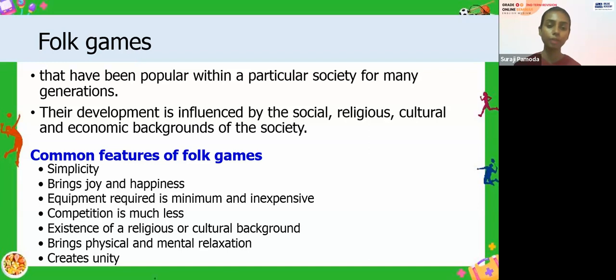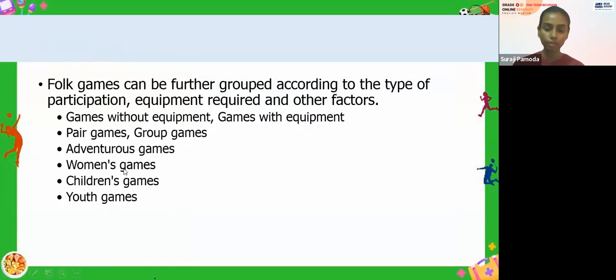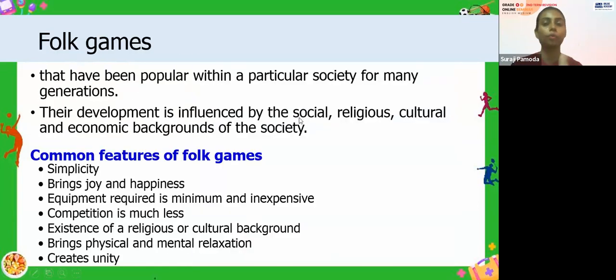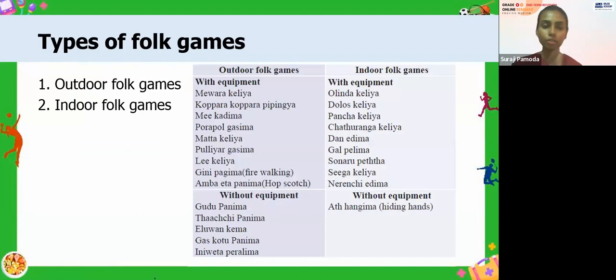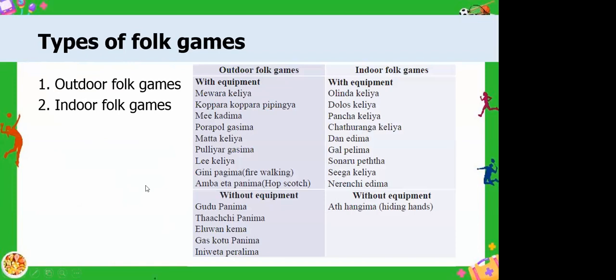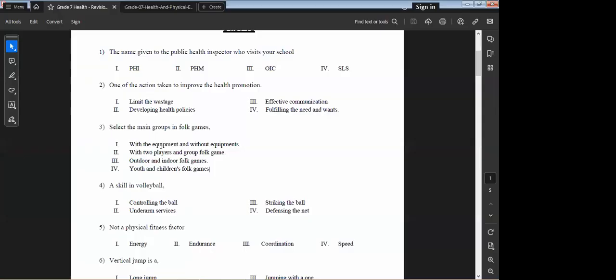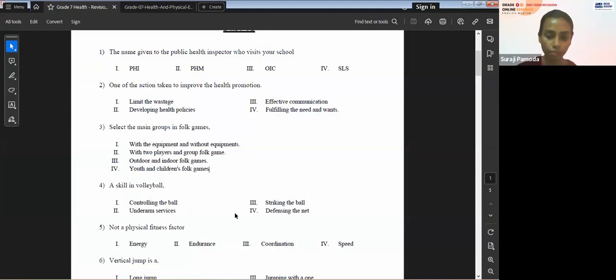And also they bring physical and mental relaxation because they give us joy and happiness, and also create unity. Okay. So did you understand that one about folk games? Yes, teacher. Okay. Yes, madam. Right? So the question asks about types of folk games, right? Question was about types. Yes. Select the main groups in folk games, right?